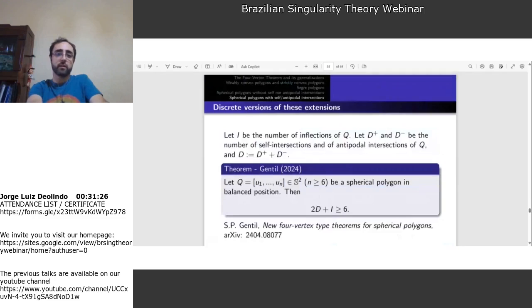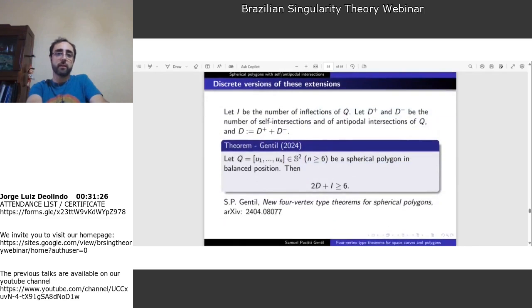And finally, if we consider d to be the number of self-intersections plus the number of antipodal intersections of Q, then we also have an extension of the theorem that we talked about some minutes ago. If you have a spherical polygon in balanced position, then again, 2 times the number of antipodal and self-intersections plus the number of inflections is greater or equal to 6.